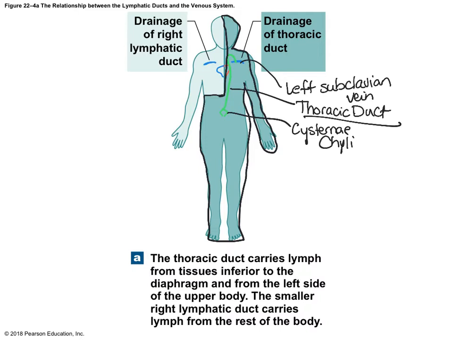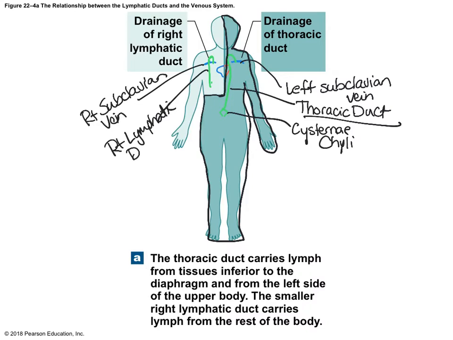The right lymphatic duct then is only draining a small amount, a small area of the body, and so that duct comes up and it drains right into that right subclavian vein. So that's the right subclavian vein. That's receiving the fluid from the right lymphatic duct. That's the right lymphatic duct. So we can see that the right lymphatic duct is draining the right side of the head, the right arm, and the right thoracic cavity.